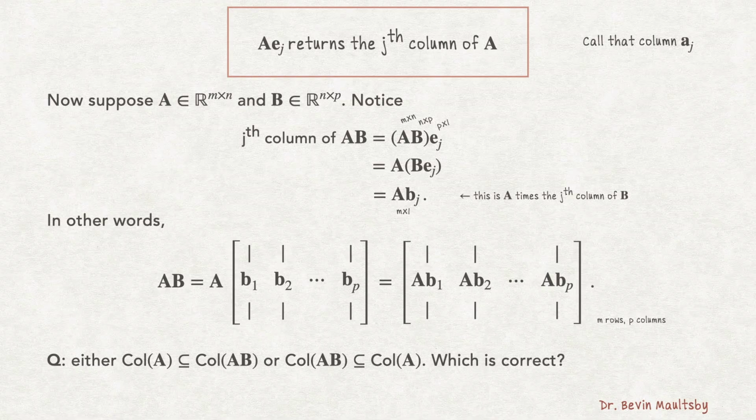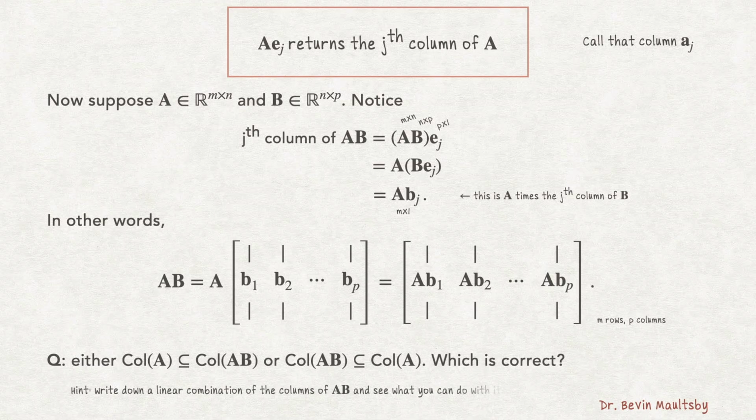What it means to be a subset here is every linear combination that you could find on the left could also be found on the right. So is it the case that any linear combination of the columns of A could also be thought of as a linear combination of the columns of A times B? If that's the case, then the first proposal is correct.